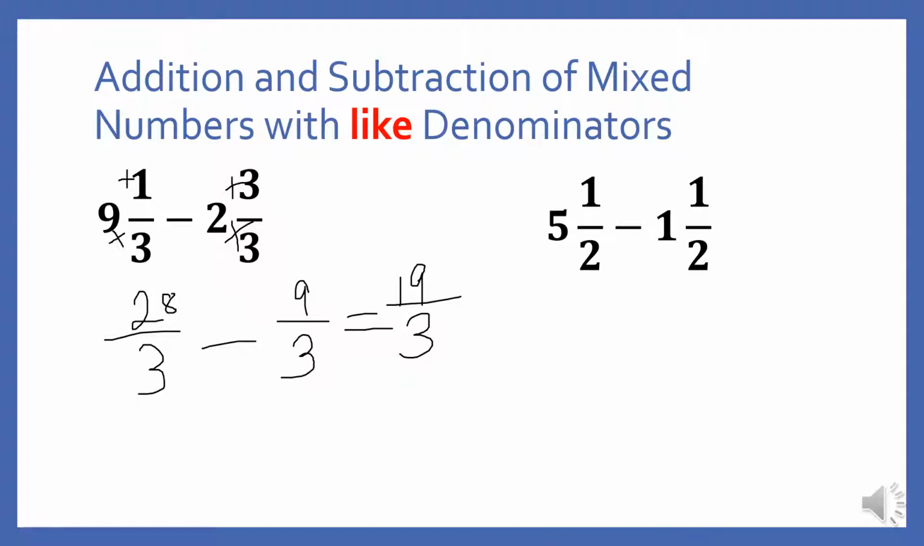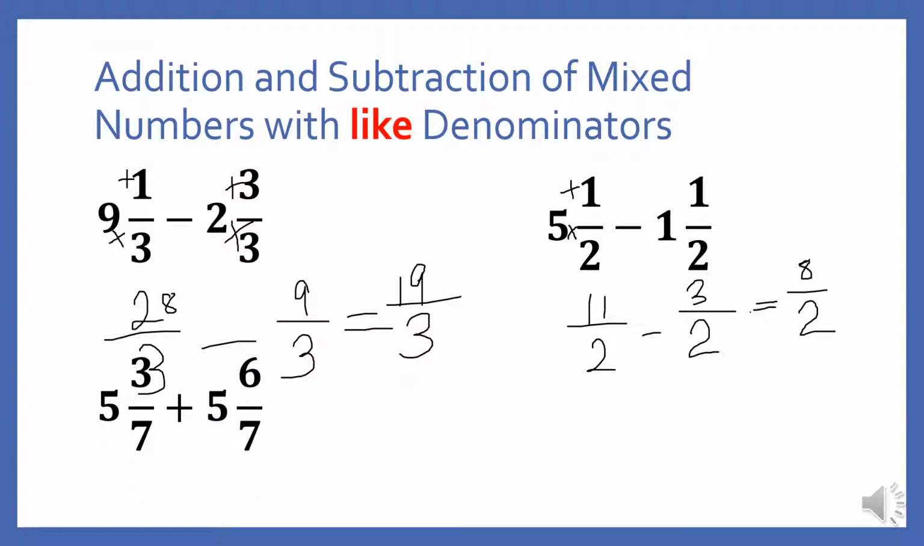Let's look at another example. Again, I'm going to convert my mixed numbers to improper fractions. So I have 5 times 2 is 10, plus 1 is 11 over 2. Minus 1 times 2 is 2, 2 plus 1 is 3 over 2. Before I subtract, I must ensure that I have common denominators. I have common denominators, so all I need to do is subtract my numerators. 11 take away 3 is going to give me 8 over 2.